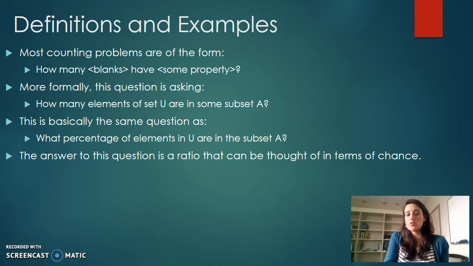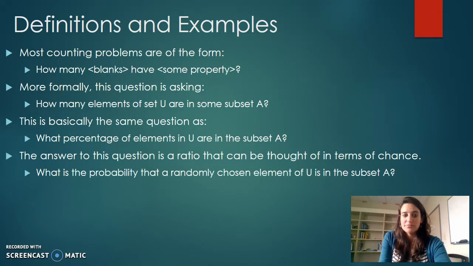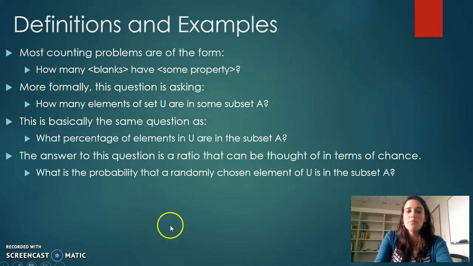And the answer to this question is a ratio that can be thought of in terms of chance. What is the probability that a randomly chosen element of U is in the subset A? So all of these questions are basically the same idea, we're just thinking about them in a little bit different way.